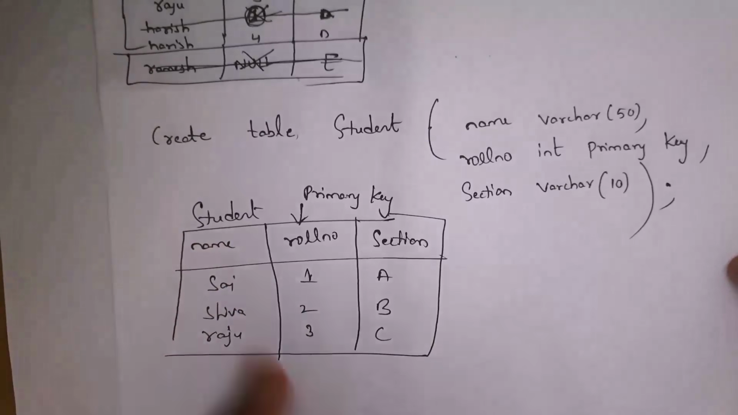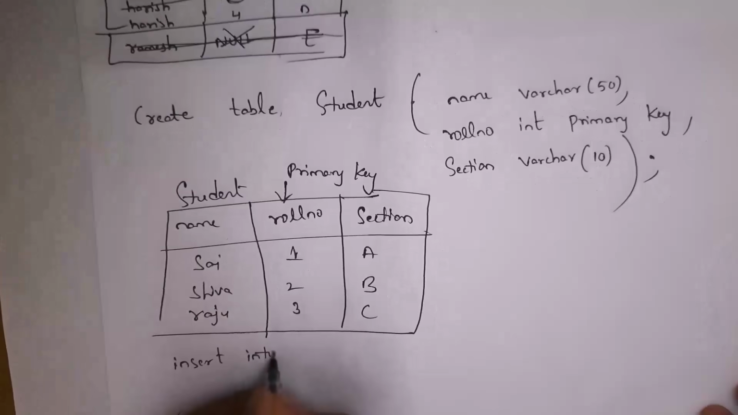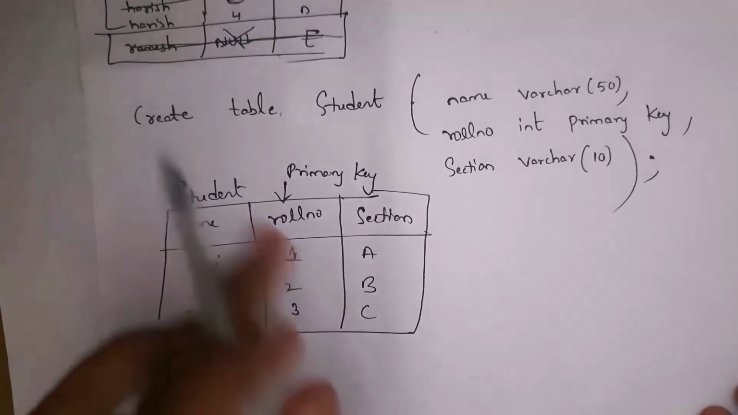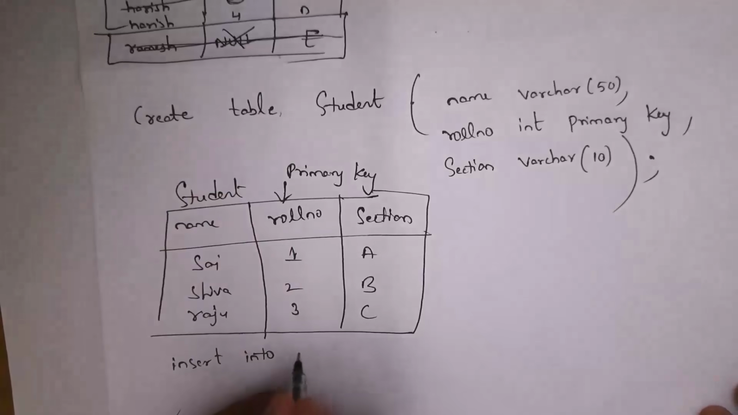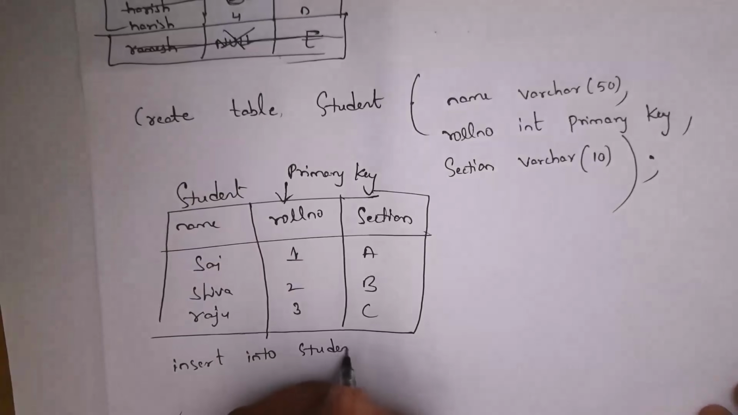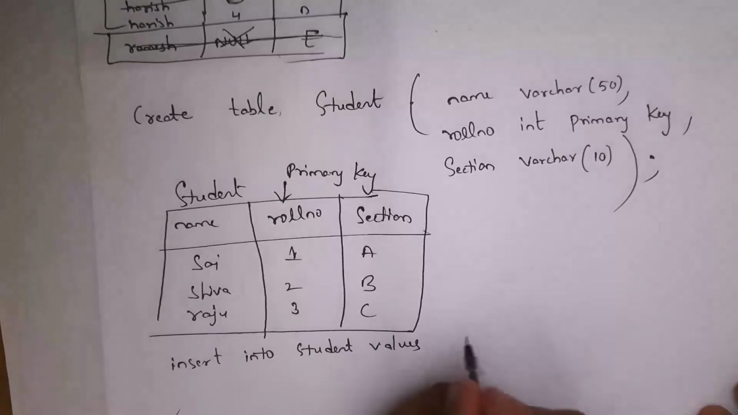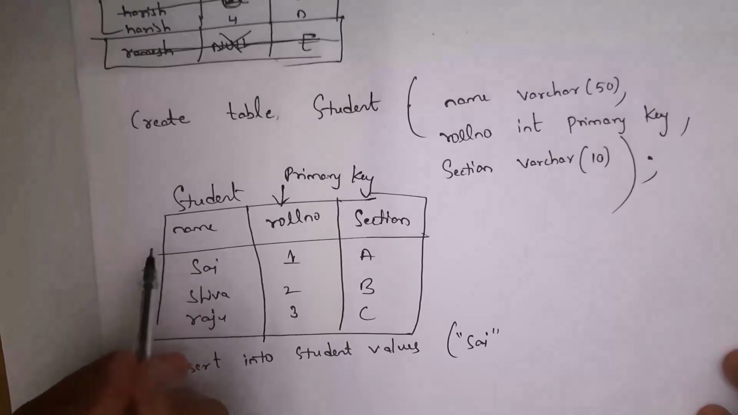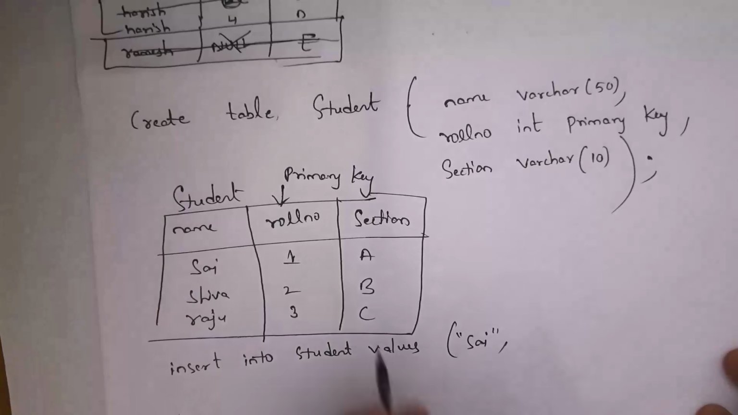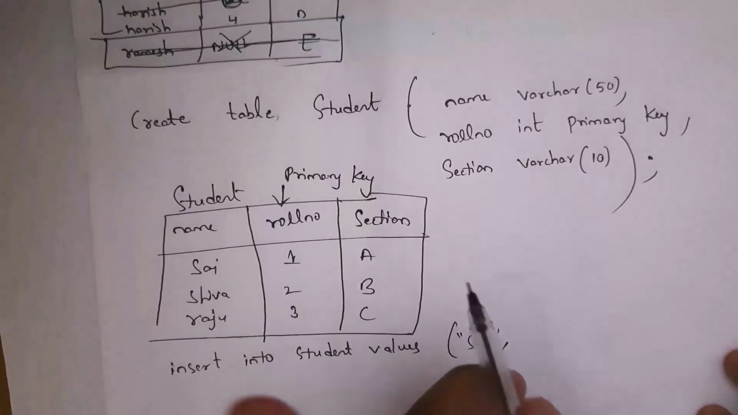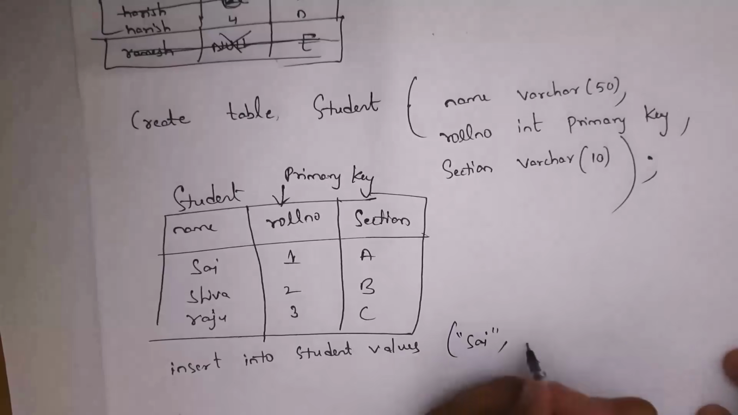Now I will write code in order to insert this data. Insert into, I want to insert data in the student table. So write here the table name, that is student. Insert into student values. I want to give values like, first one is name. The name column is varchar data type, so write Sai in quotations, comma. Rule number is integer, so there is no need of quotation, just write here 1, comma.